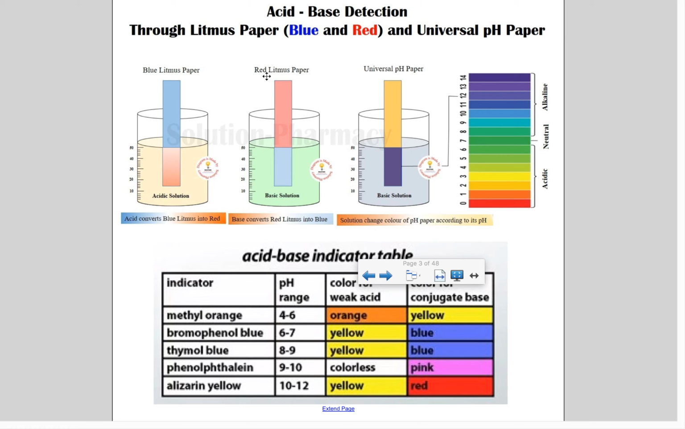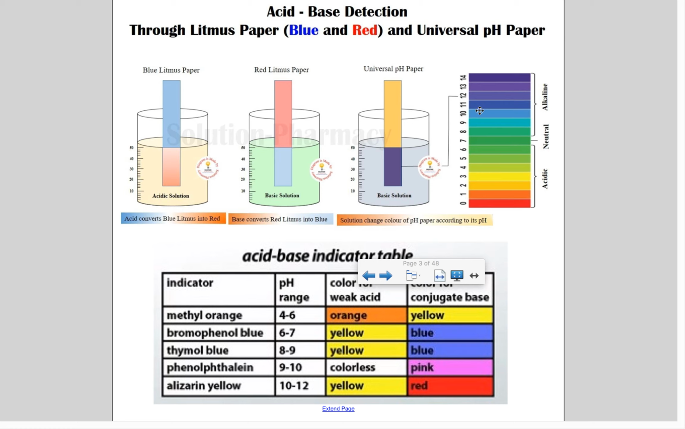You can do the same thing with red litmus paper. If you soak red litmus paper in a basic solution, it will turn blue. If you soak it in an acidic solution, it will stay red. Now, universal pH paper makes this pretty little rainbow. It gives you degrees of how acidic or basic or alkaline it is. Red tends to be acidic and blue tends to be basic, and in the neutral part, it tends to be green.